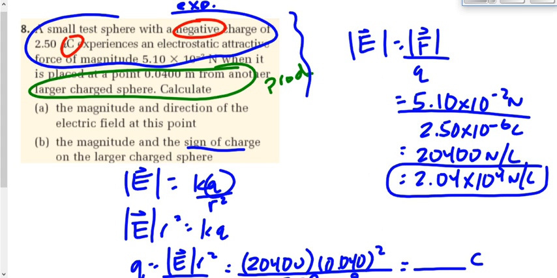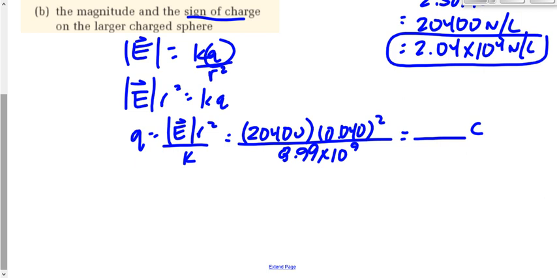Spencer? It says the small sphere is negative. Good. So if it's a negative charge and it's an attractive force, then what kind of charge do we have to have? Right, because the only thing that's attracted to the negative is the positive. So whatever this is, it will be positive, but not because it came out to be mathematically positive here. It's always going to come out to be mathematically positive. It's positive because it's attracted to a negative.